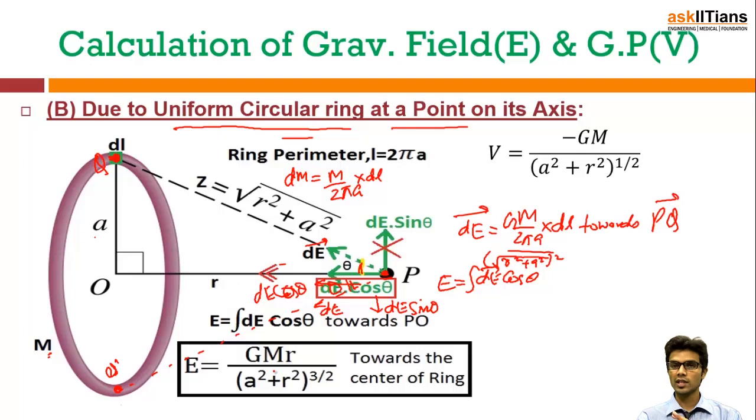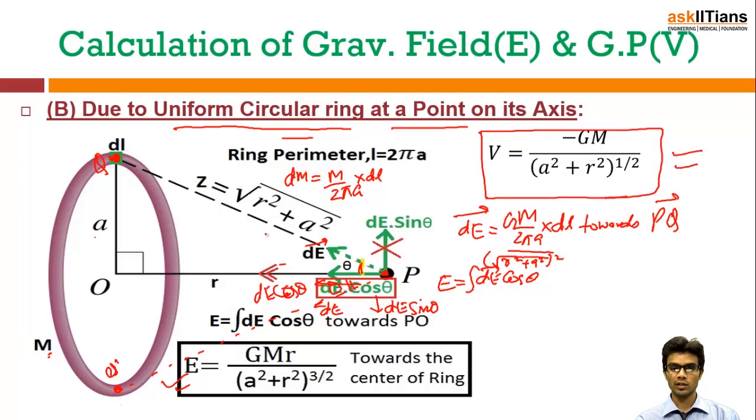Now we know the relationship between gravitational field and gravitational potential, so we can integrate this gravitational field to find the gravitational potential. After integrating this, we will find V, the gravitational potential for the uniform circular ring, and the gravitational potential is equal to minus GM divided by (a square plus R square) power 1 by 2.